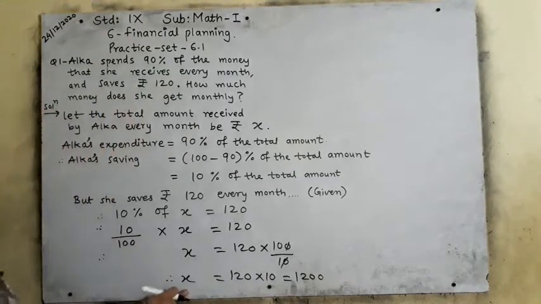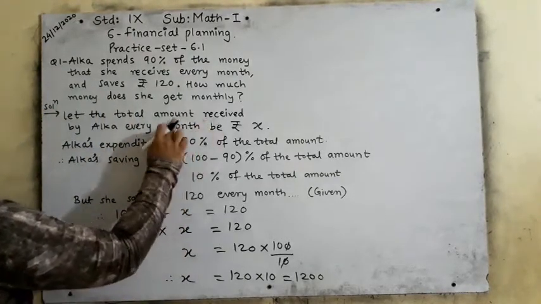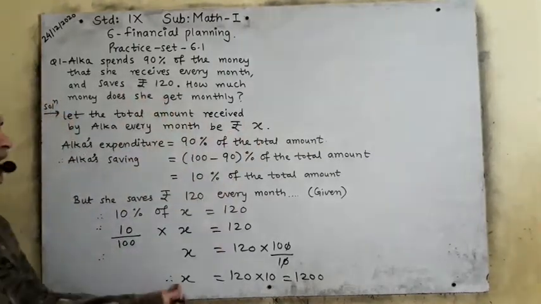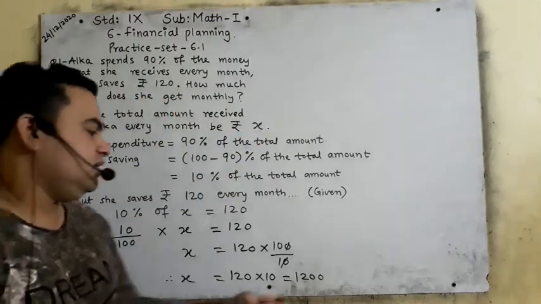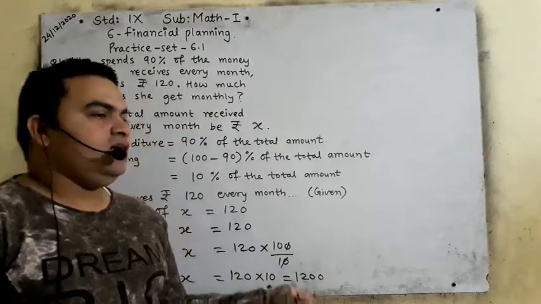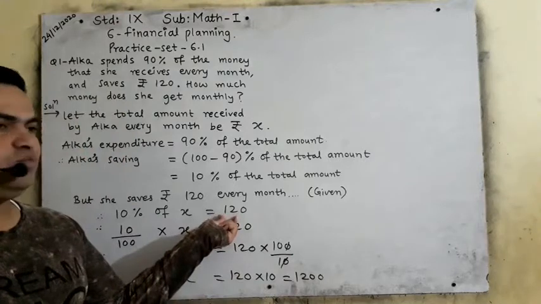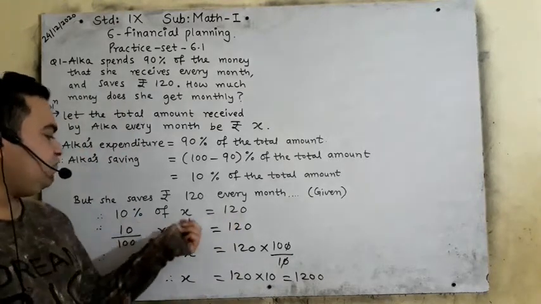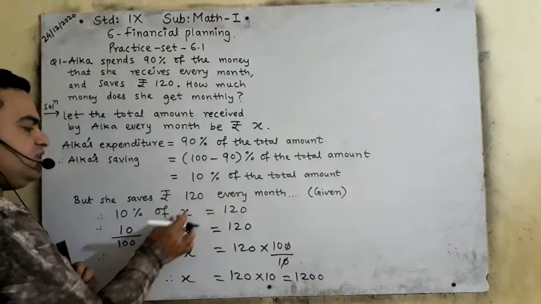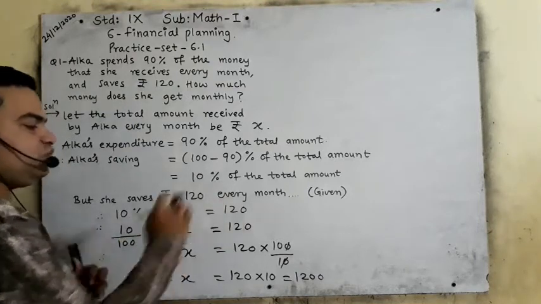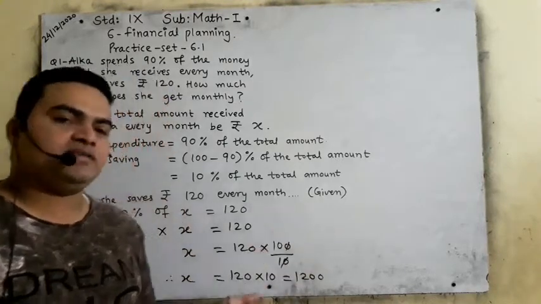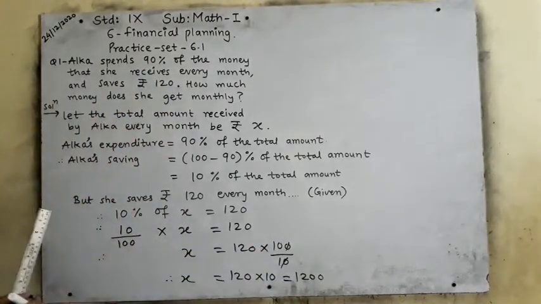And what is x? X is the total amount received by Alka every month, rupees x. So how much money does Alka get every month? 1200. It means 1200 rupees, right? What is 10% of it? 120, right? Because 10% of the x amount is 120. That is, 10% of that amount is 120. See here, 10% of 1200 is 120. So this is how we have to solve. This is very much easy.